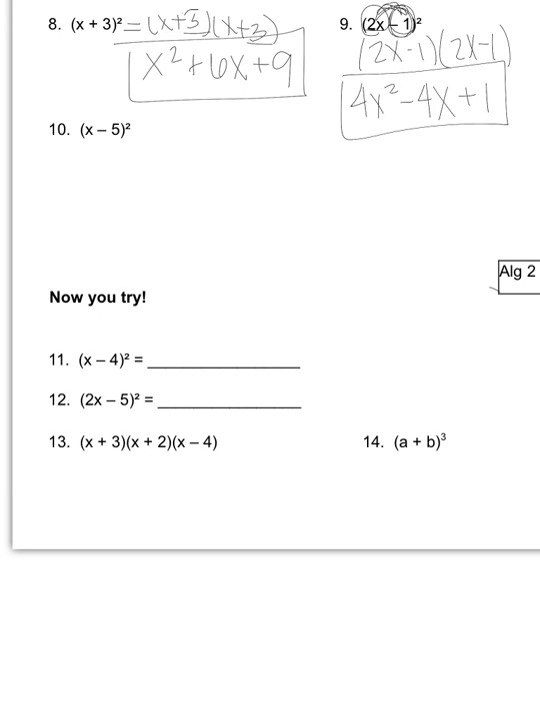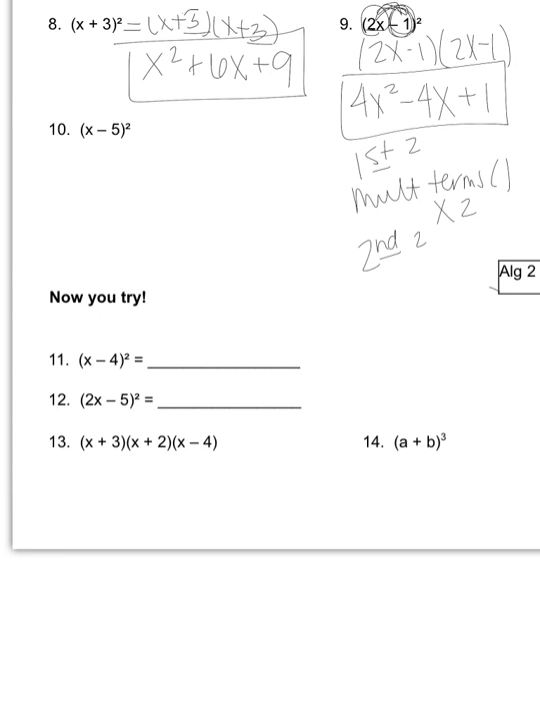So I'll write those steps down for you. You're going to take the first term and square it. You're going to multiply your terms in parentheses, and then you're going to double it. So you're going to multiply it by 2, and then you're going to square that second term in parentheses.